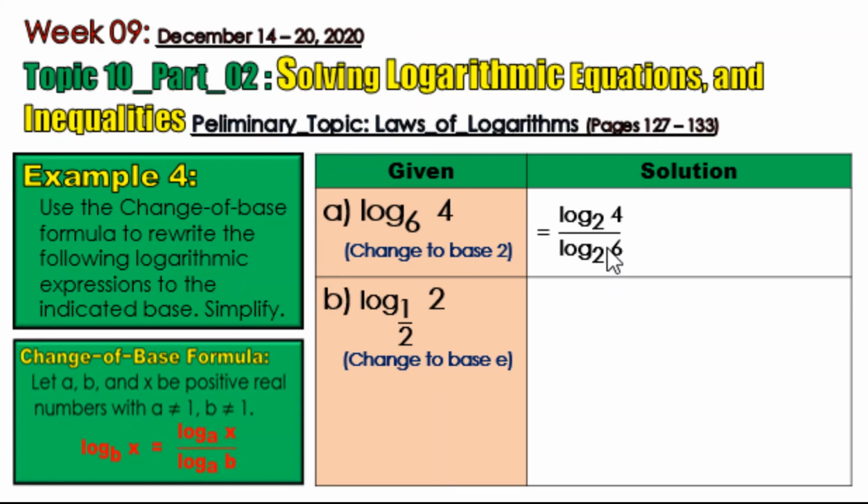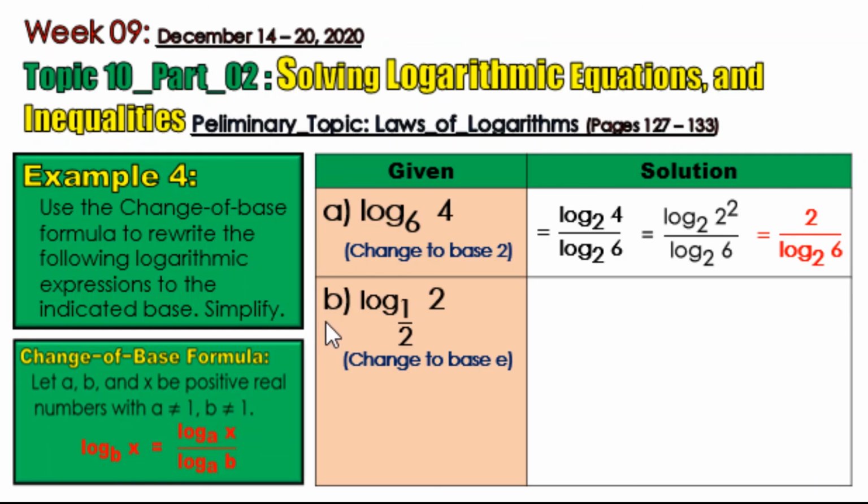Your 4 can be expressed as 2 squared. But your 6, you cannot find any way to express this as a number with a base of 2. So therefore, we can have logarithm of 2 squared to the base 2 over logarithm of 6 to the base 2, and we can find the value of the numerator. That value is 2. So we have 2 over logarithm of 6 to the base 2. This is our final answer.